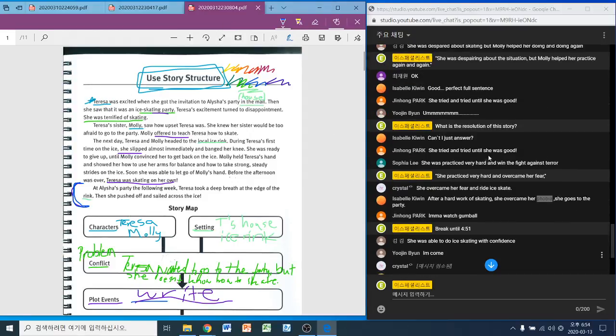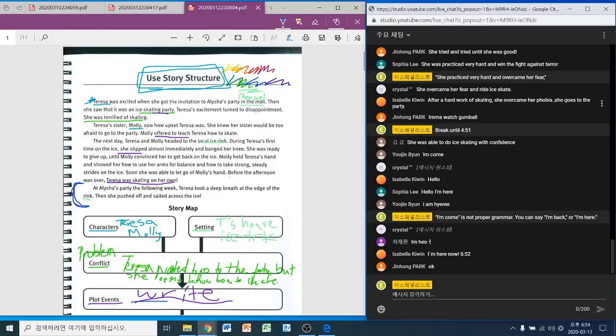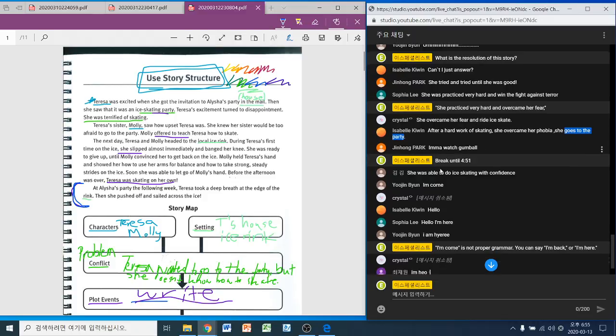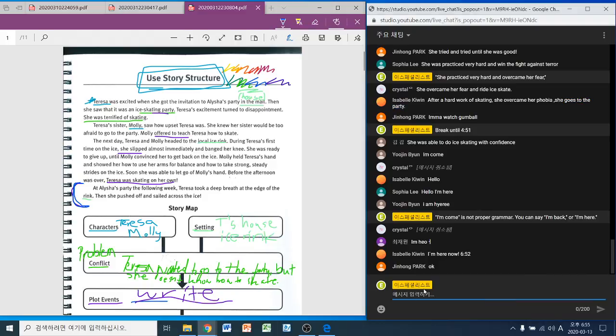So we can put this all together. In the end, this is important though. I like this. And she went to the party. That's an important part of the conclusion, right? That's an important part of our resolution. So we have here, let's put these together, right? She tried and tried. She practiced very hard. That's important, right? She overcame her fear and could ice skate. That's important. And she went to the party. That's important. So let's put the three of those together, okay? Let's see, what would I write? She practiced until she could ice skate on her own, then went to the party. Okay, so something like this.